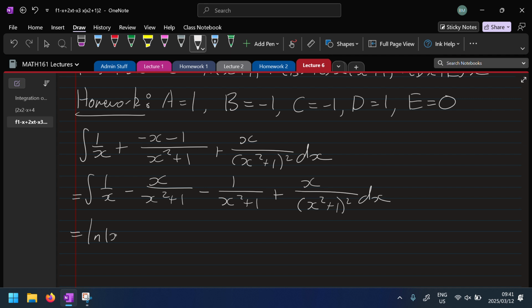So this will be natural log of x. This will be half natural log of x squared plus 1. This will be arctan of x. And this will be minus 1 over 2 times x squared plus 1, plus c.